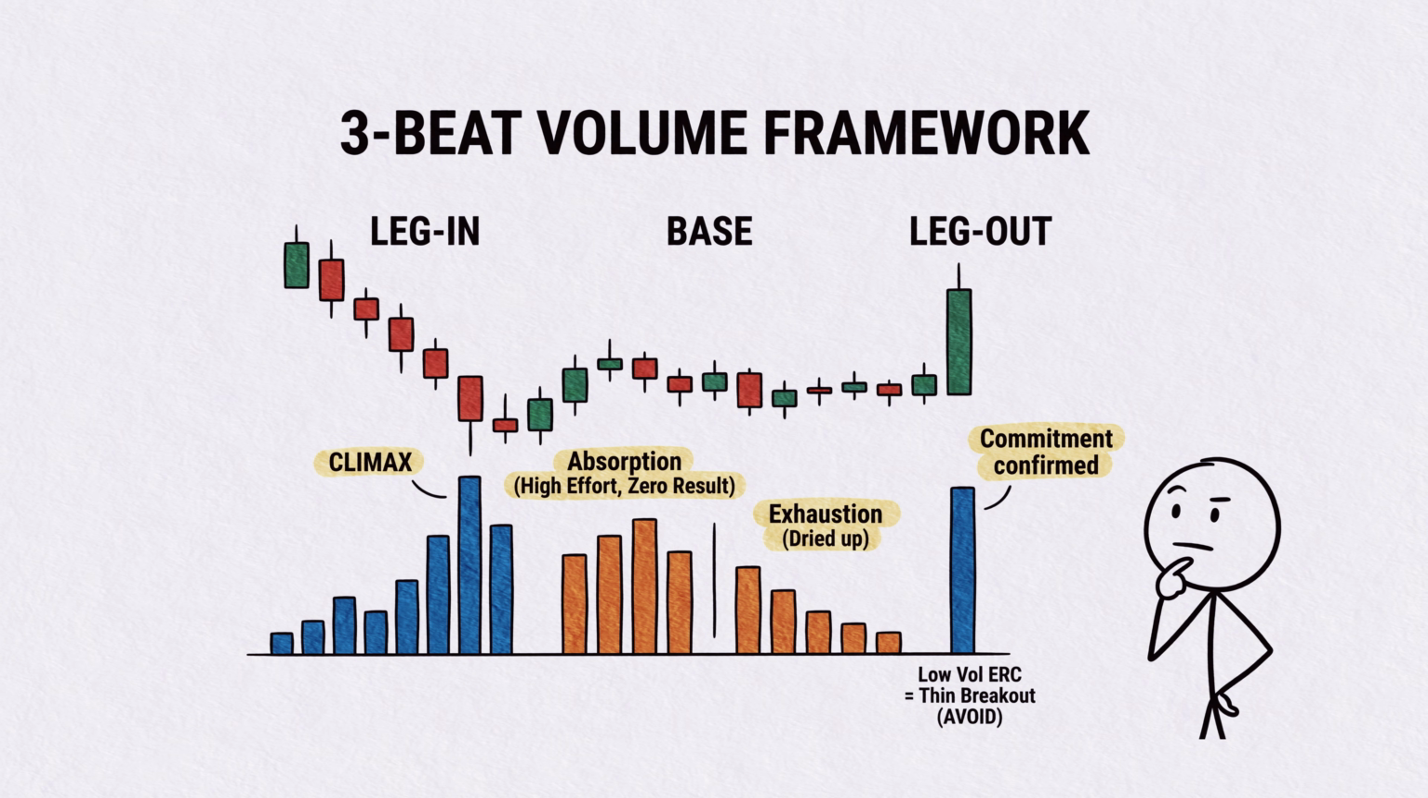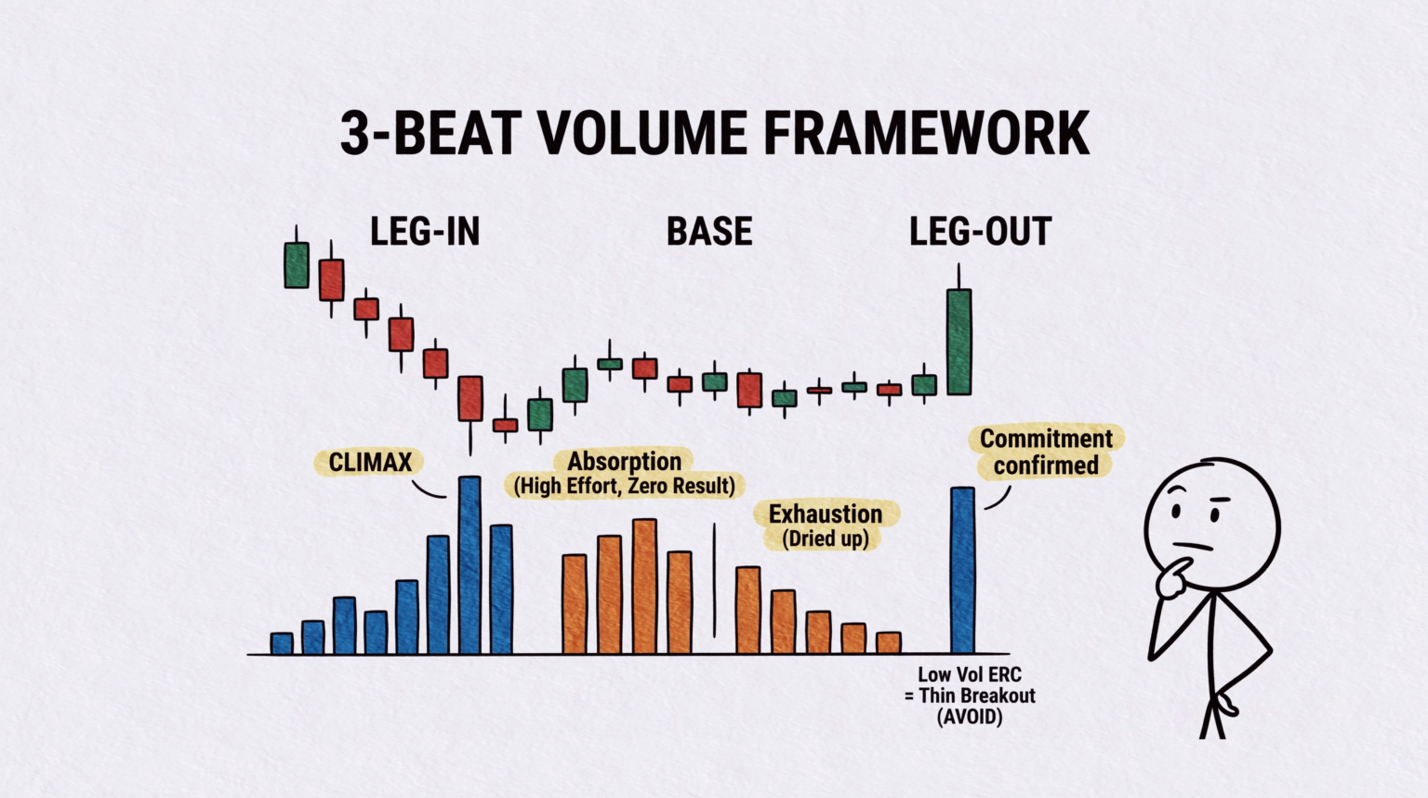When effort is high but result is 0, it means an opposing force is absorbing everything. That is institutional money. 2, exhaustion. Narrow candle range, and volume also drops off dramatically. Selling pressure has completely dried up. Nobody wants to sell anymore.